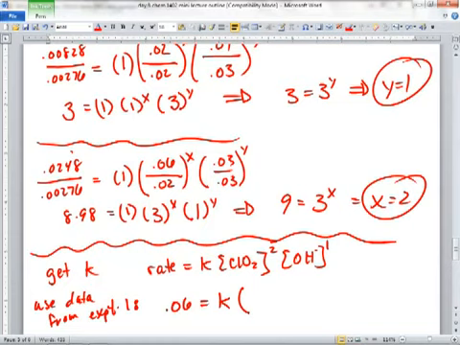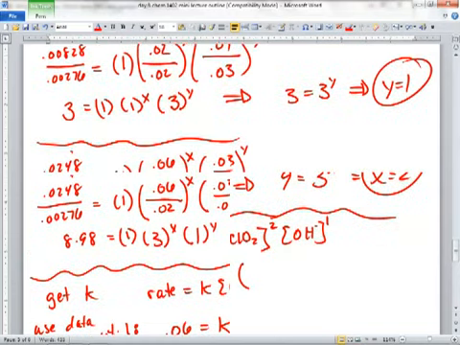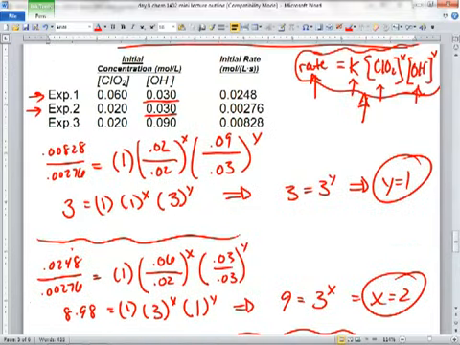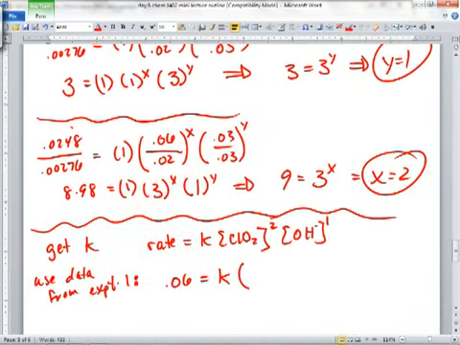Isn't the rate 0.028? I was trying not to have to scroll up. Did we read it wrong? Oh, yeah. There's our rate. 0.0248. Whoops. I should have scrolled up to make sure. So 0.0248 equals k times the ClO2, everybody, is what? And don't forget to raise it to the power. And the hydroxide is 0.03 raised to the 1.